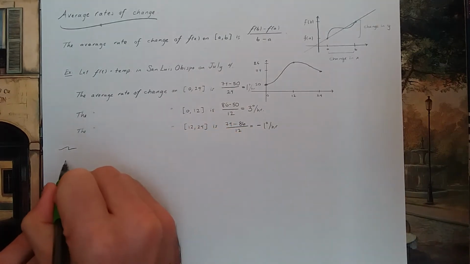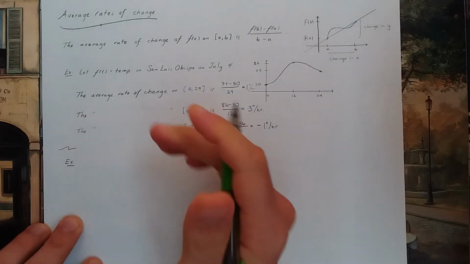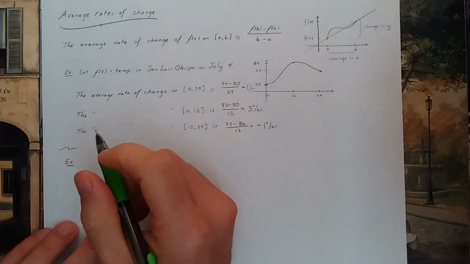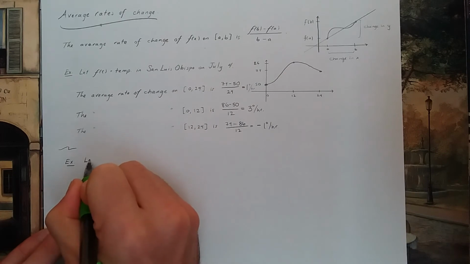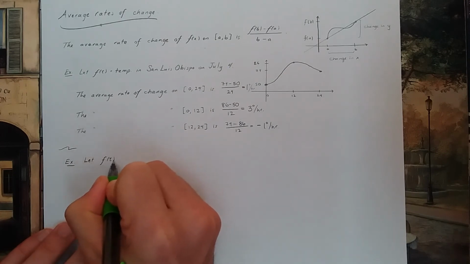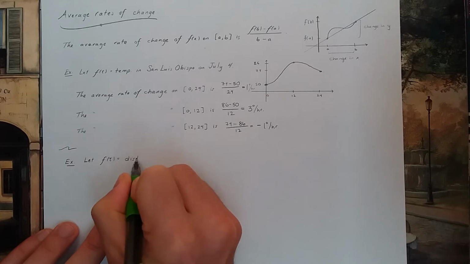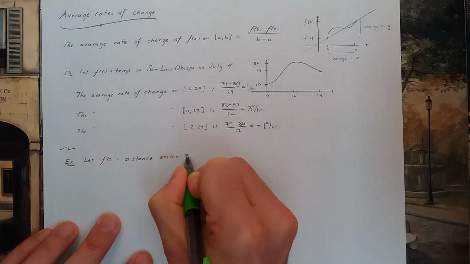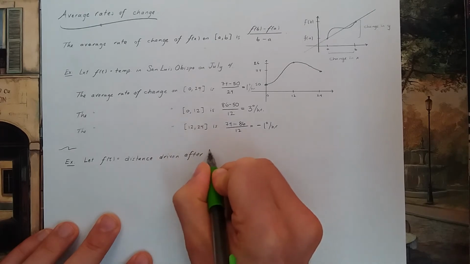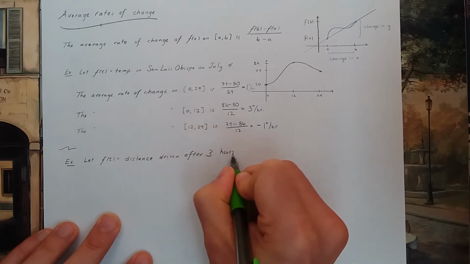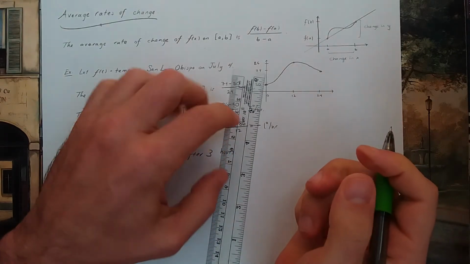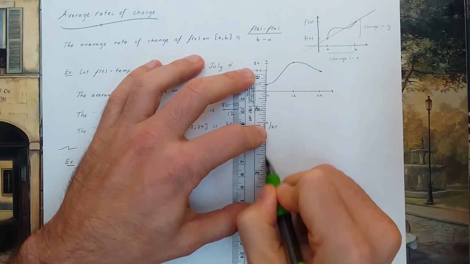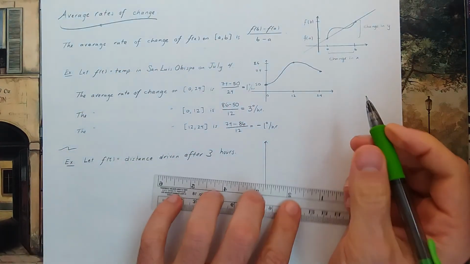So let's suppose you drive from San Luis Obispo to Los Angeles, and it takes you 3 hours. So let f of t be the distance driven after 3 hours. So I'm going to try to draw a semi-reasonable graph of what this function f of x might look like. So here we are.